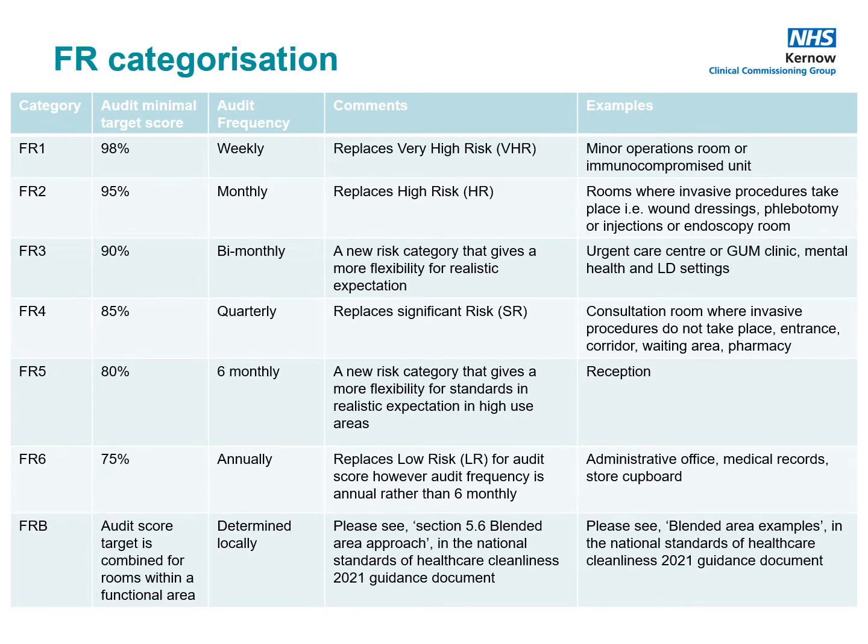An example of functional risk area 6 would be an admin office, medical records, or a store cupboard, expected to be audited annually with a minimal score of 75%. Audit target scores for functional risk blended areas are combined for rooms within a functional area, and the audit frequency is determined locally. For further information on blended approaches, please see section 5.6 within the National Standards of Healthcare Cleanliness document.